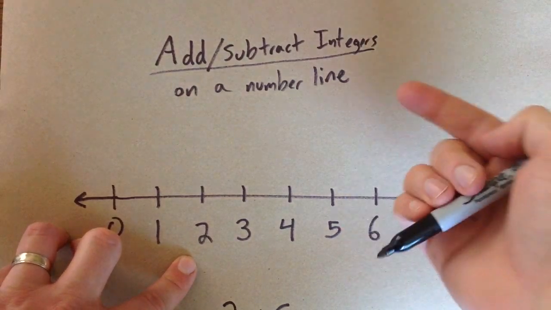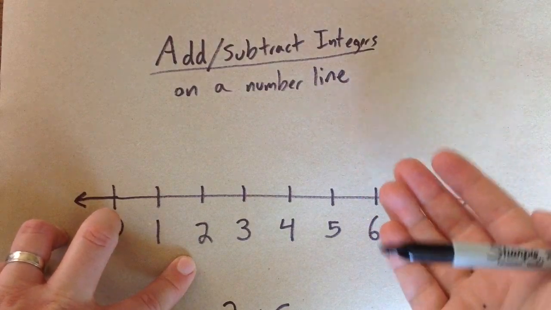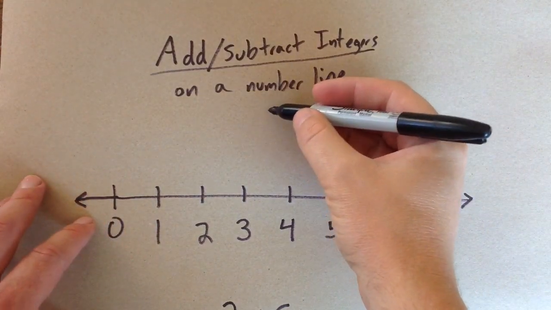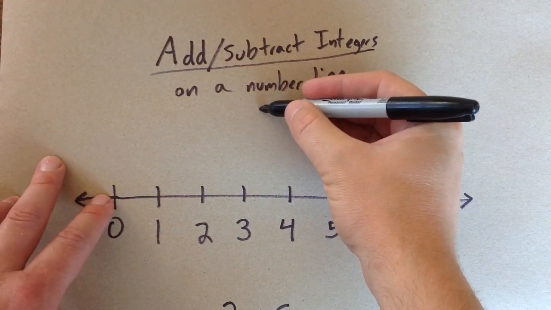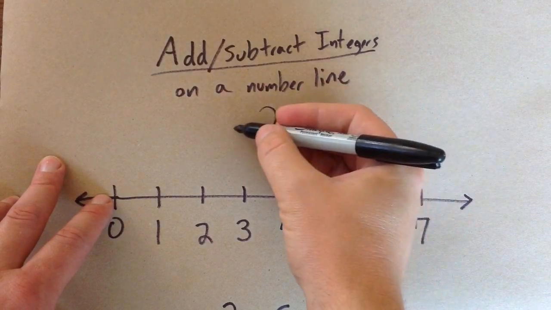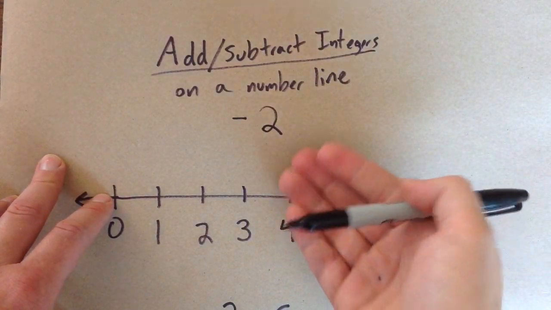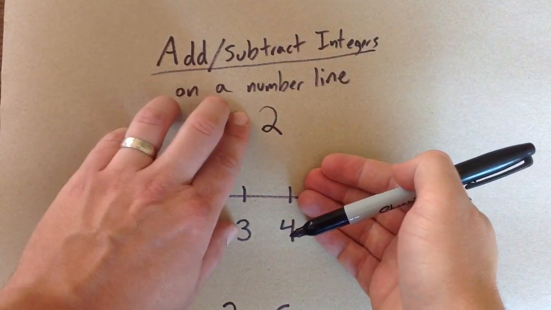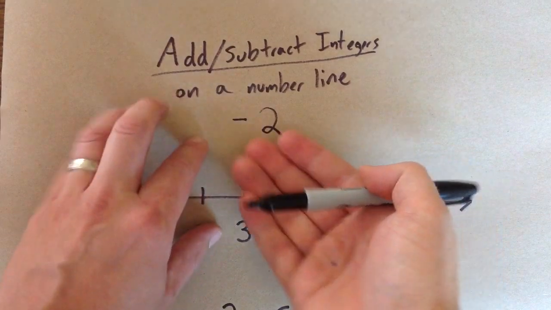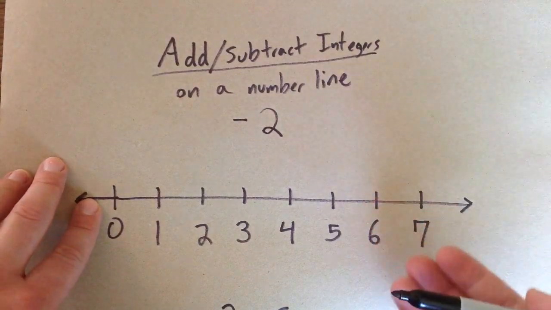An easy way to add or subtract integers is by using a number line. Now, let's first review what an integer really is. An integer is really just all of the whole numbers, for instance 2, and the negative version of those numbers. In other words, it's every whole number and their opposites. So 2 is an integer and negative 2 is also an integer.